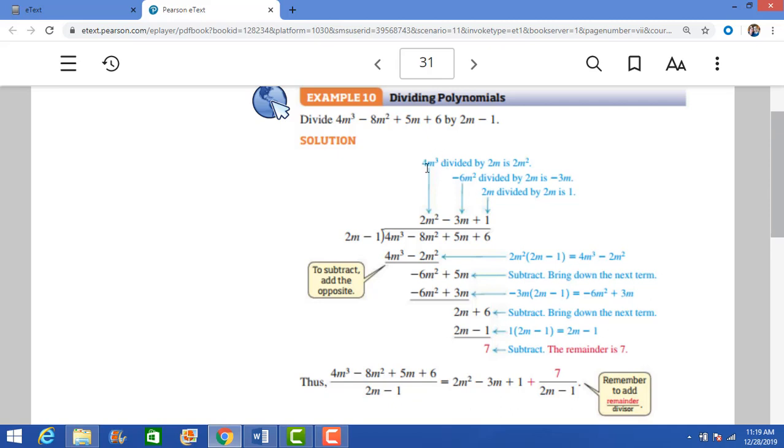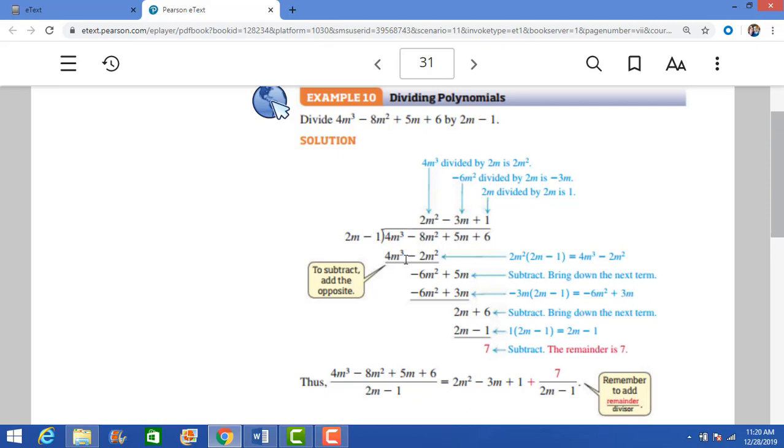Or in other words, 4m cubed divided by 2m gives us 2m squared. Okay? Very much like the division algorithm. So 2m times this gives us 4m squared. And then we multiply -1 times this to give us minus 2m squared. And so now we subtract. So we subtract this entire thing from this.